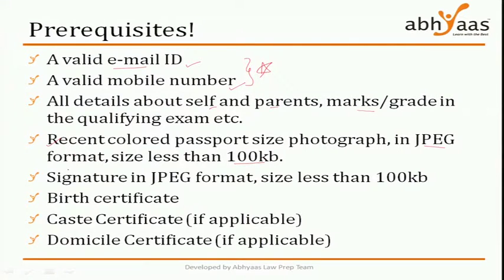Next thing you require is your signature. For your signature, you can take an A4 size paper, put your sign on it, and get it scanned. Again, this should be in JPG format with a size less than 100 KB. These two things, your photograph and your signature, need to be uploaded. Before you start filling your application form, make sure that these two are ready.